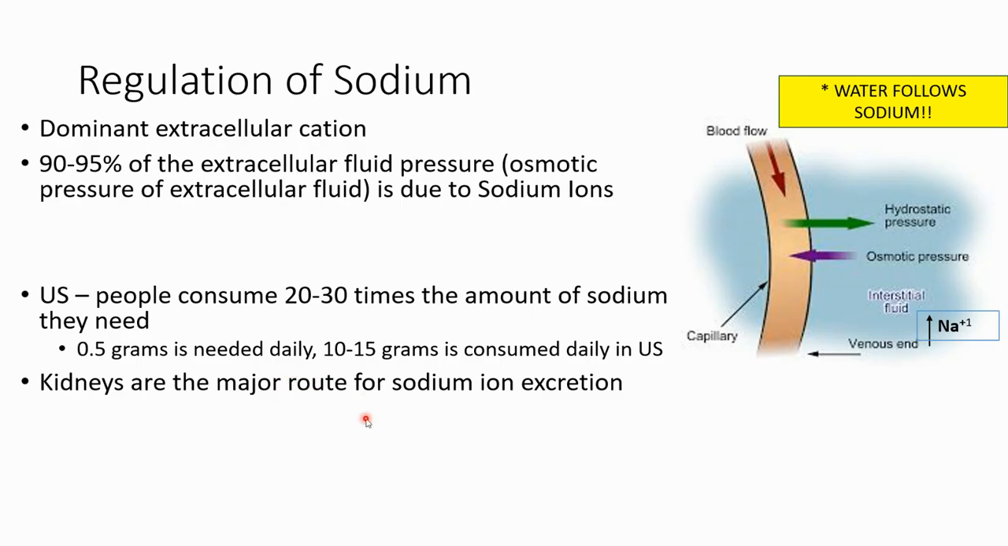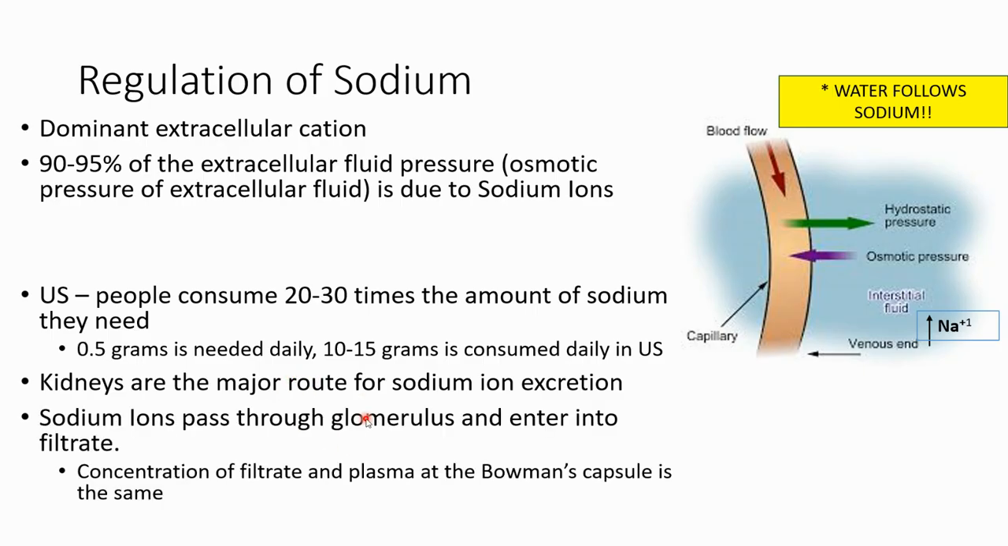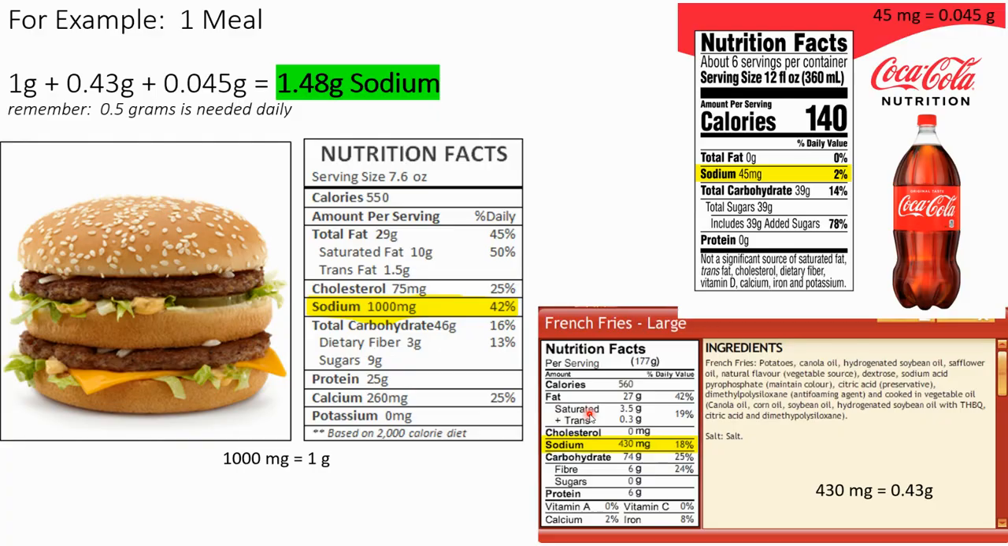Kidneys are the major route to get rid of that sodium. If you remember, we were talking about that in the ascending limb of the loop of Henle. Sodium ions pass through the glomerulus and enter into the filtrate. So they're small enough to actually pass and get into the filtrate, and then the concentration of the filtrate and plasma at Bowman's capsule should be about the same.